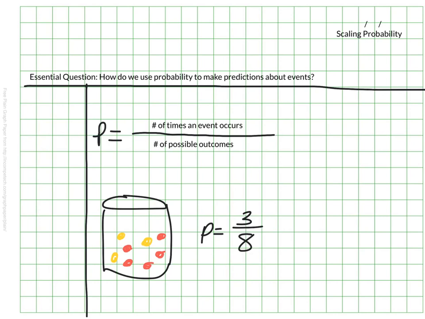So what we can do from here is use this ratio to make predictions about how often an event will occur in the future, or if we want to scale it up. And we do that by thinking about equivalent ratios as equivalent fractions and vice versa.